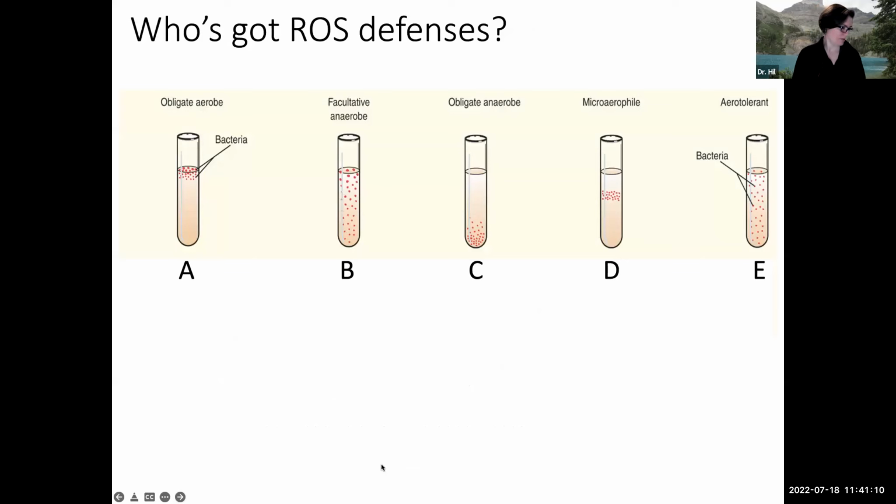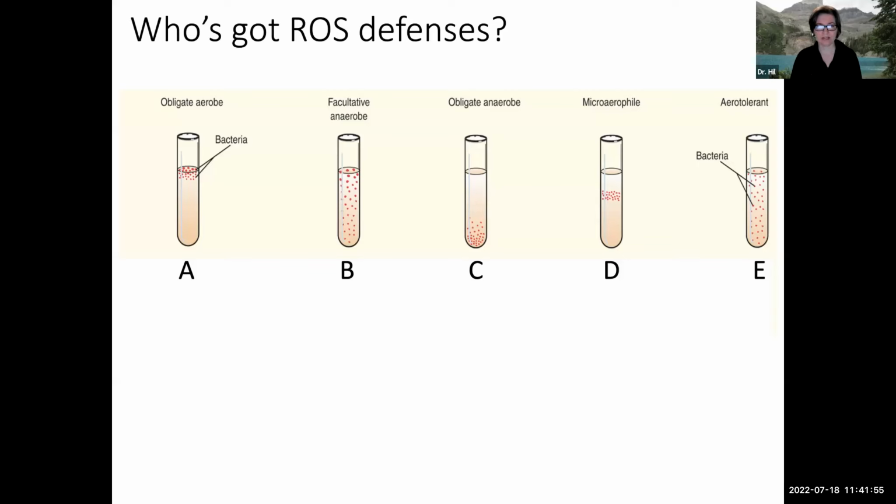Okay. So let's just check in and see if we can translate this information, sort of apply it a little bit. Who's got defenses against reactive oxygen species? Put your letters into the chat. Any defenses? If you're not sure, you can put a question mark. That's a totally legit answer.